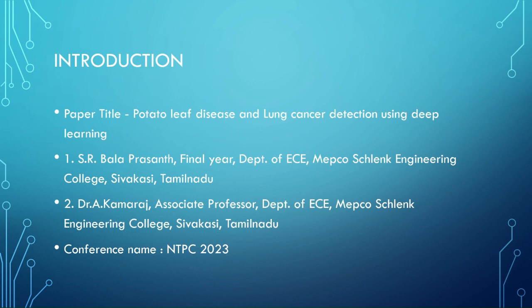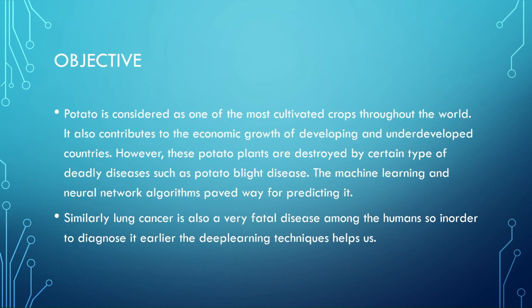Our paper title is Portable Leaf Disease Detection and Lung Cancer Detection using Deep Learning Techniques. Our main objective is to detect the disease that affects the potato leaves, namely blight diseases like early blight and late blight, that is the early stage of a blight disease and the late stage of a blight disease. We have used the CNN model to predict the disease that affects the plant, and we have used the same architecture that we used in potato leaf disease detection in lung cancer detection also.